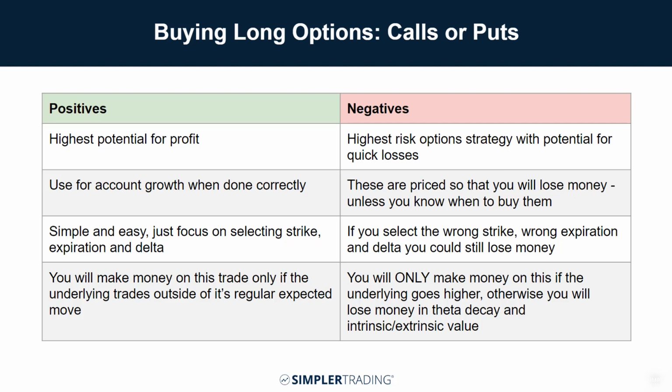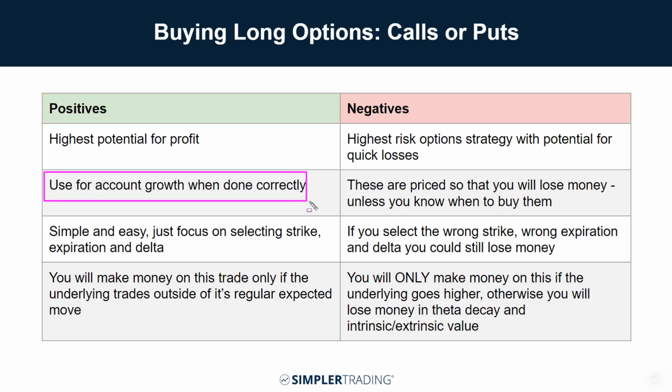So for example, this is also going to be the highest risk option strategy with the potential for quick losses. Now, when new options traders get into options, they normally go for the easiest strategy with the highest potential of profit, right? But what can often happen is that they're not really realizing that is also the strategy that has the biggest potential for quick losses. And that's why you really have to learn how to effectively utilize them.